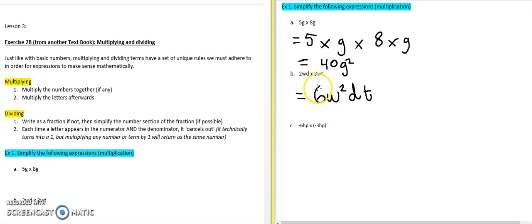You could alternatively write 6dw squared t, or dtw squared, or tw squared d. Doesn't matter which order of the letters, that's fine. As long as the 6 is out in the front, that's all that matters.